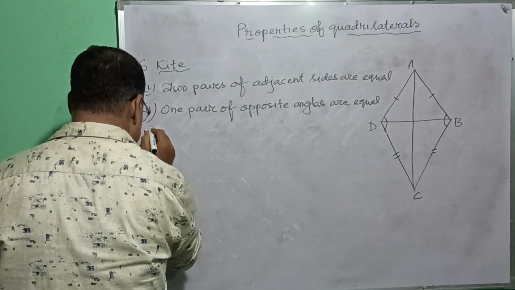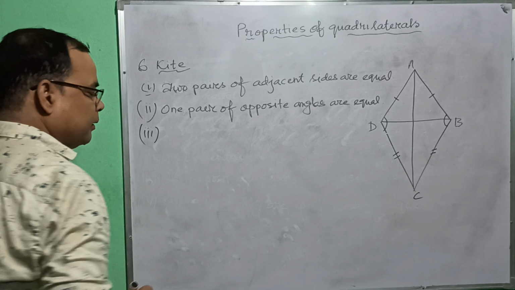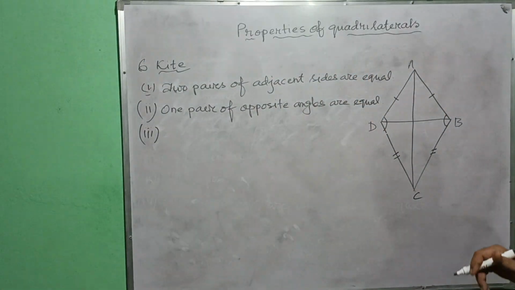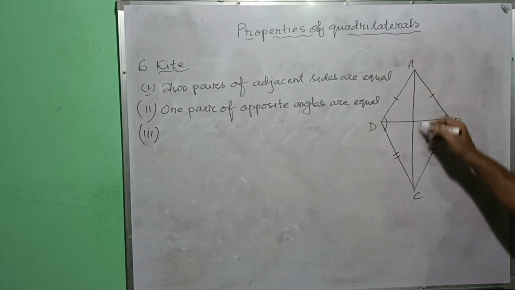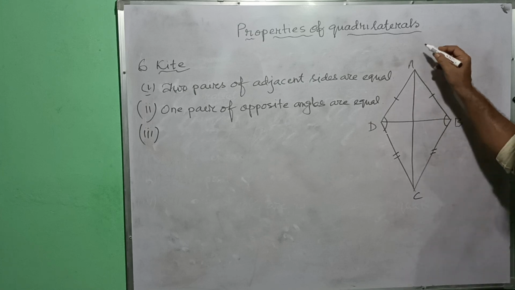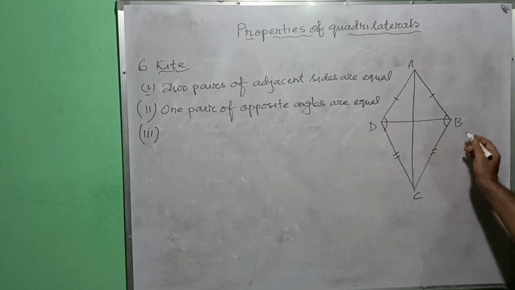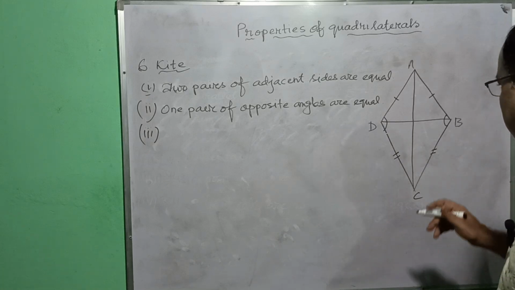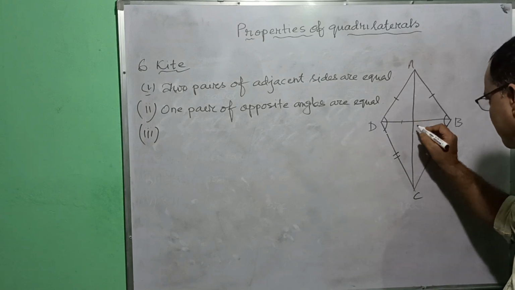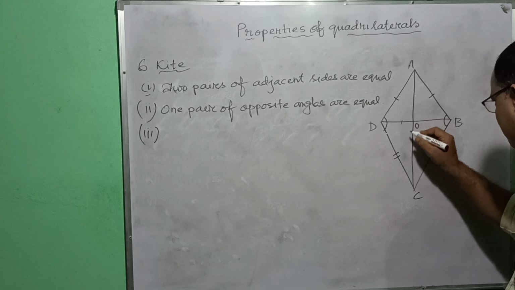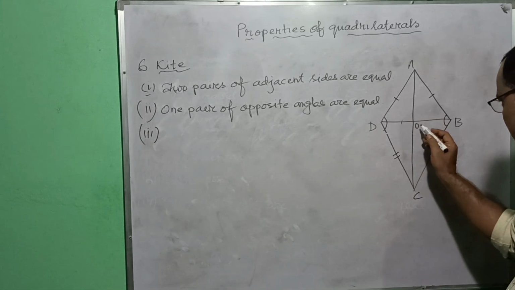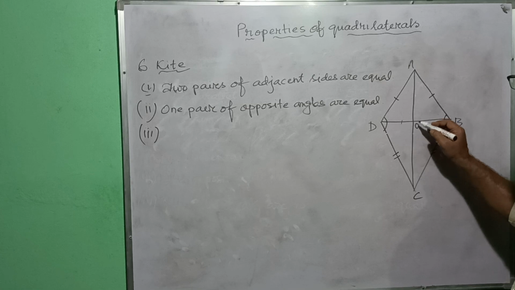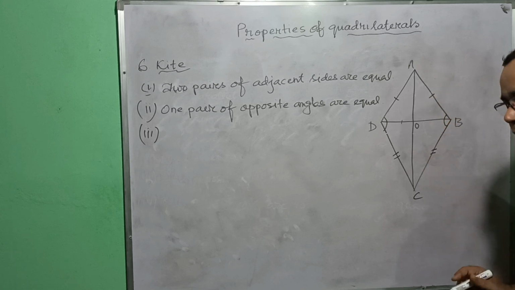Number 3, in case of a kite, we can see the two diagonals AC and BD. AC is called the longer diagonal and BD is called the shorter diagonal. If the point of intersection of the two diagonals is O, then it is clear that OD is equal to OB, but OA is not equal to OC.